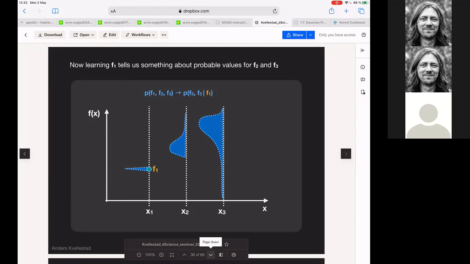Exactly how to correlate these probability distributions, that is the art of GP modeling. So that's again a hyperparameter in the end. We will use correlation functions to express how these PDFs are correlated. And those correlation functions come with parameters, and those will be our hyperparameters in the end.